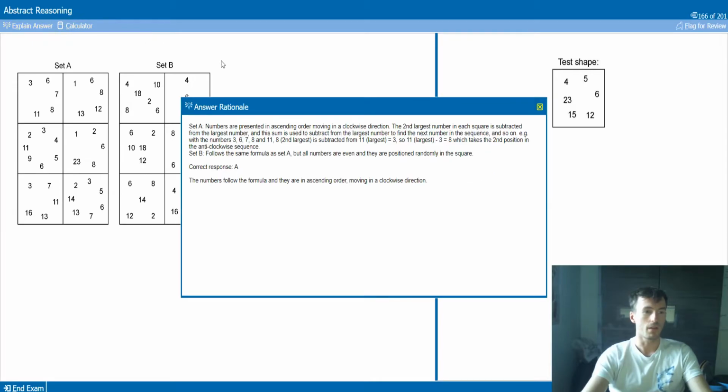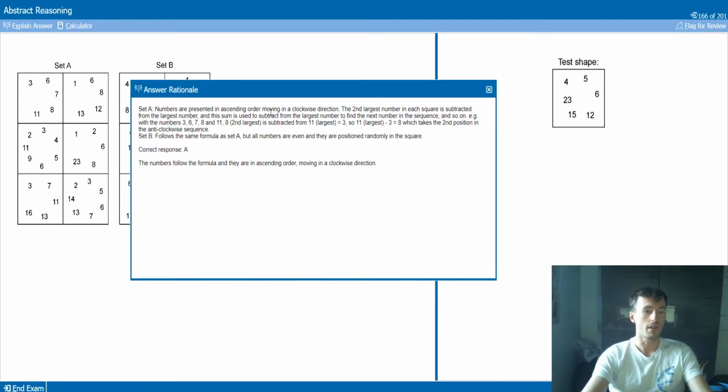Okay, let's see how we did. Set A: numbers are presented in ascending order, moving in clockwise direction. Yep, we got that. The second largest number in each square is subtracted from the largest number and is the sum used to subtract the largest number to find the next number in the sequence, and so on. Here, from 3 to 11, the second largest is subtracted from 11. Okay, second largest, so that would be 3. Oh my goodness, okay, well that's quite complicated.